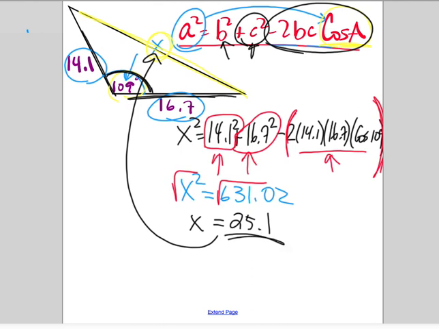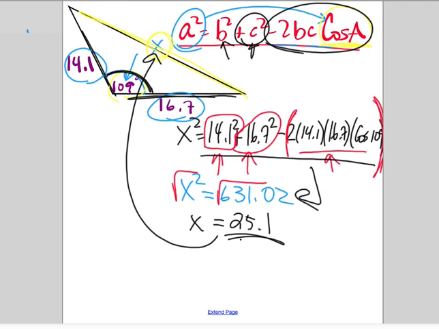So what you're going to do here is, if you haven't paused it, put these numbers in here and see if you come up with that. And if you haven't, it's just a BEDMAS issue, and then once you get that, it's the square root of 631 to get you 25.1.